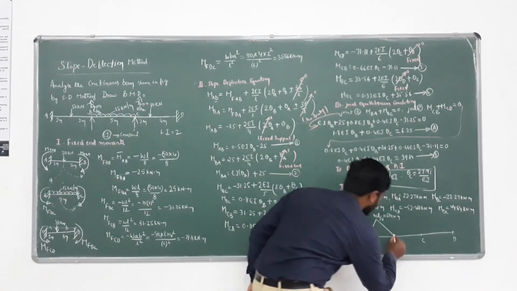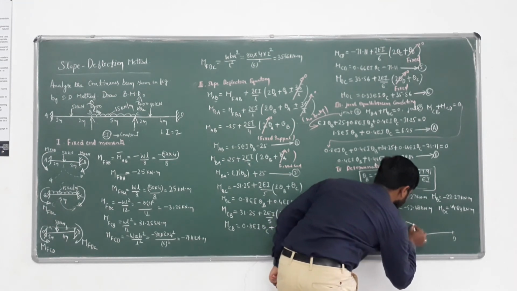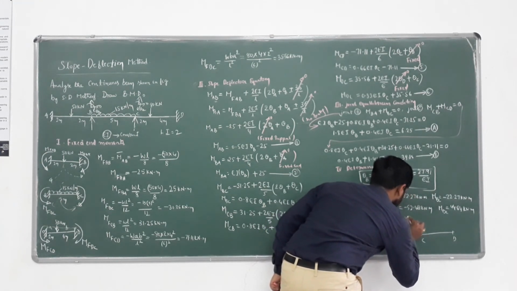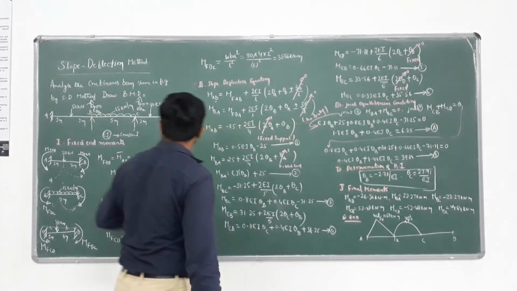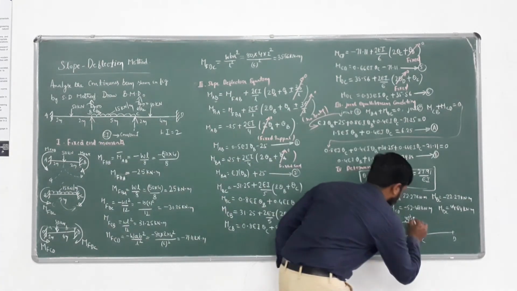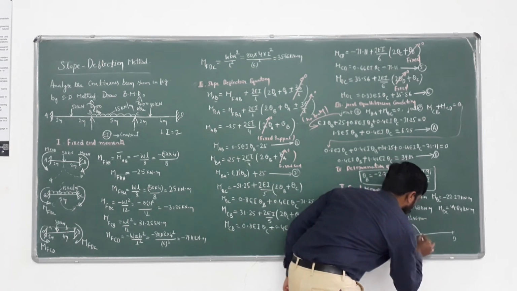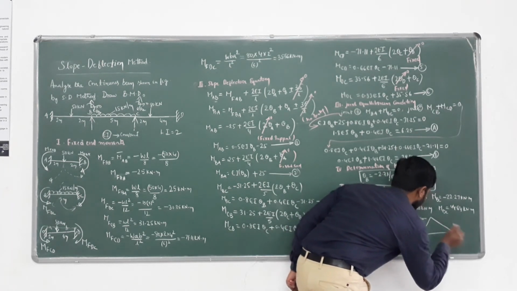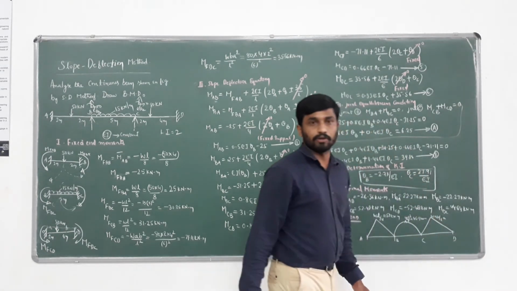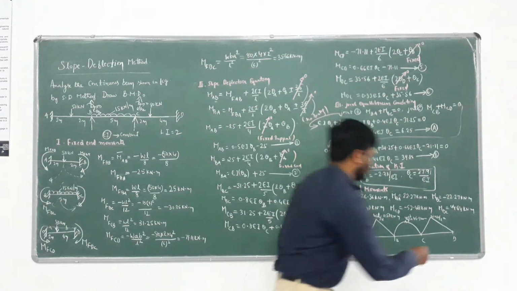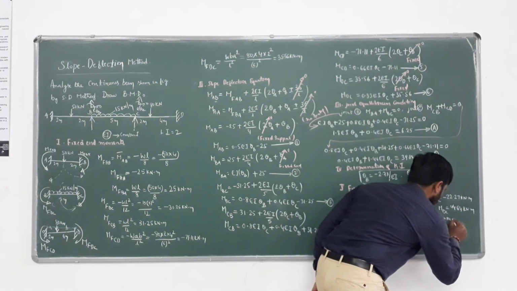Next, for the span carrying UDL, WL square by 8, parabolic. How much? WL square by 8 is 46.9. Next one is also triangular type, but this is WAB by L because of eccentric loading. What's the value of WAB by L? 106.67 kilonewton meter.